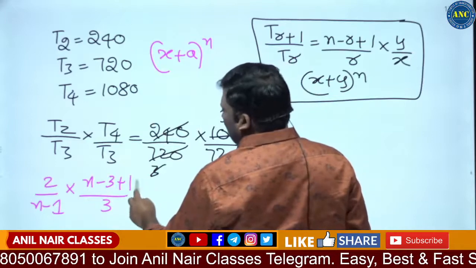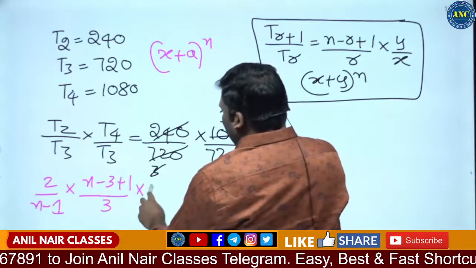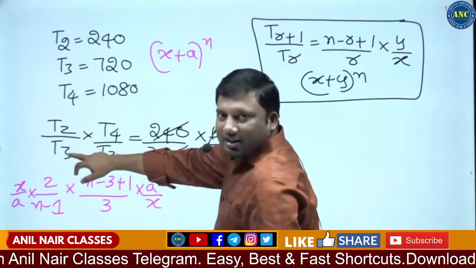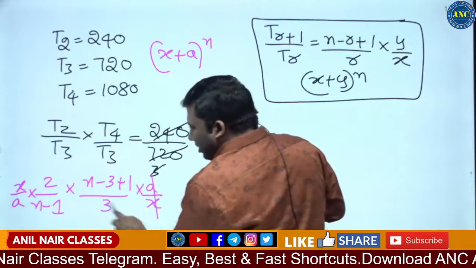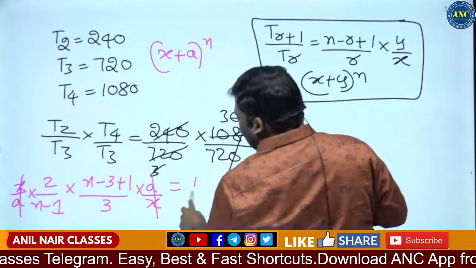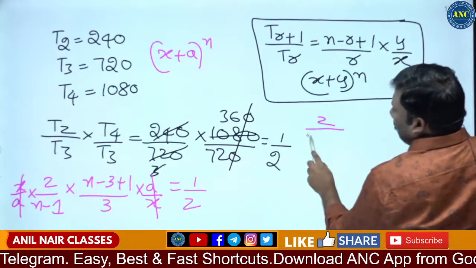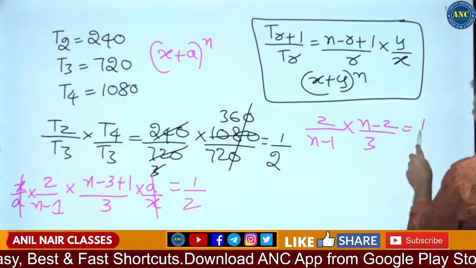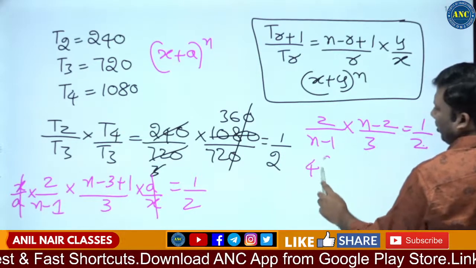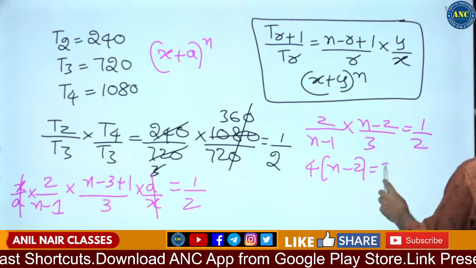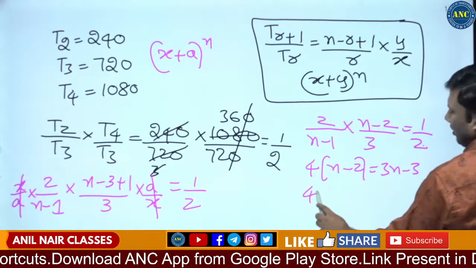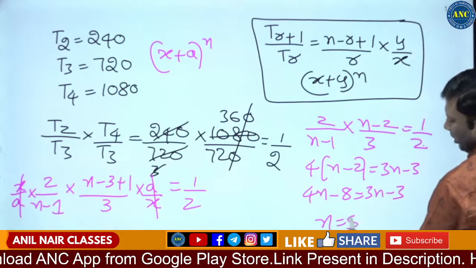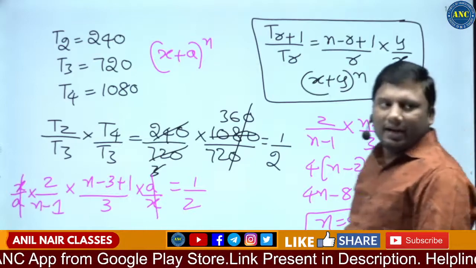Now this becomes a by x and this becomes x by a. These are reverse, since T(r plus 1) is in the denominator, this will get cancelled. Equivalent to 1 by 2. So 2 by (n minus 1) into (n minus 2) by 3 equals 1 by 2. 4 into (n minus 2) equals 3n minus 3. 4n minus 8 equals 3n minus 3. n equals 5.